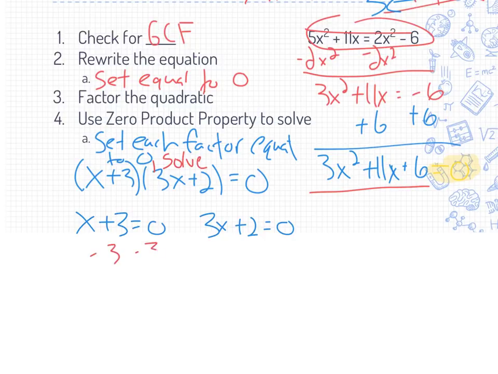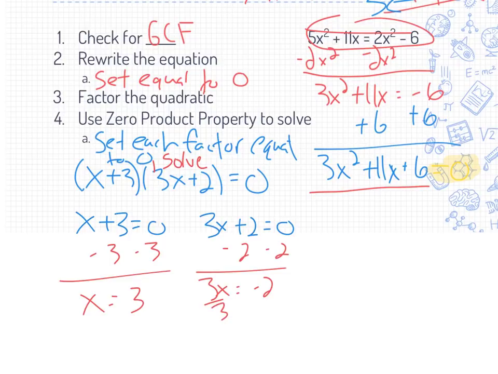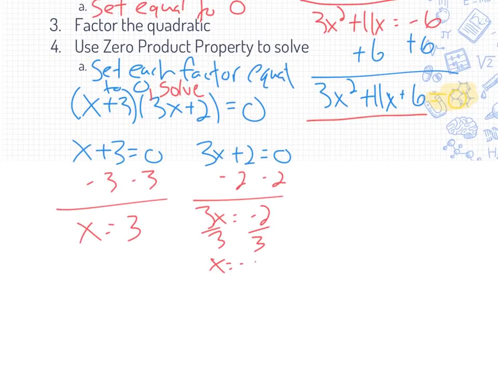So subtract 3, and I get x equals negative 3. Subtract 2, and 3x equals negative 2. Divide by 3, and x equals negative 2/3. So then our solution would be x equals negative 2/3 and negative 3.